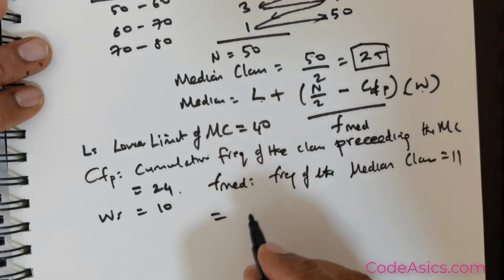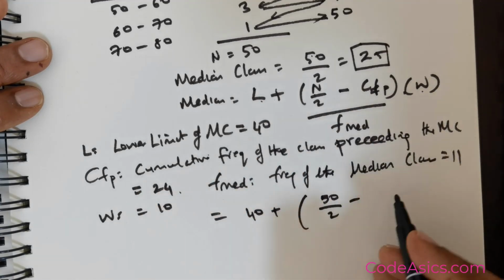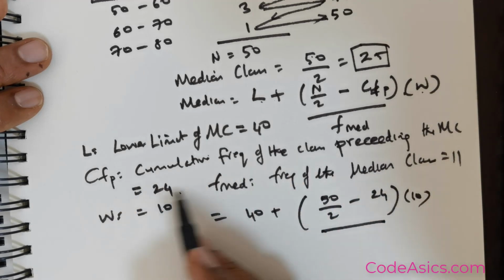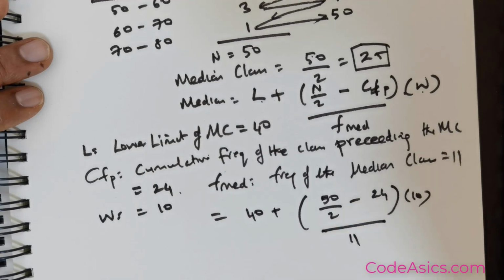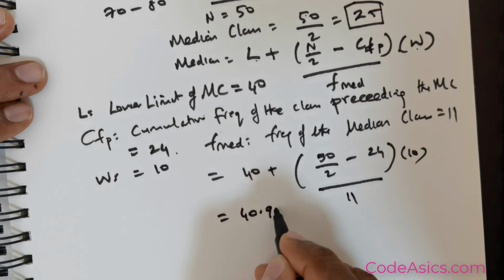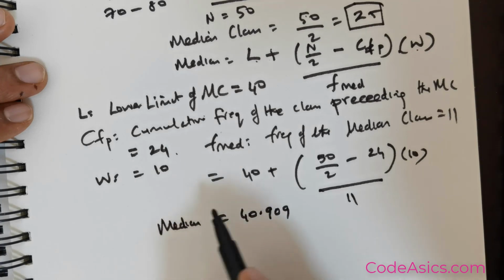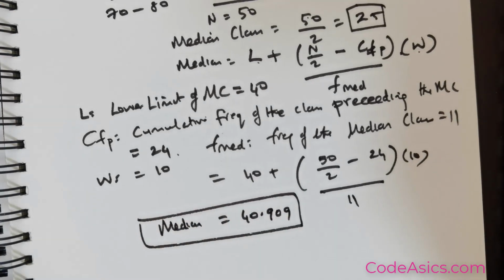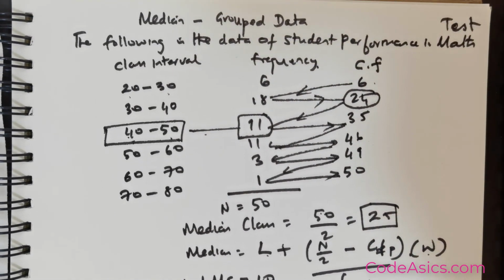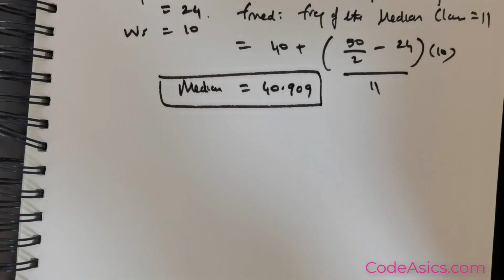So L is 40, N is 50, CFP is 24, the width is 10. You divide by the frequency of the median class, 11. So use the calculator, evaluate all of this, and you get a value of 40.909. So this is the median of the grouped data. This is a lovely question, and it is very important that you know how to find the median of the grouped data. Now next comes mode.